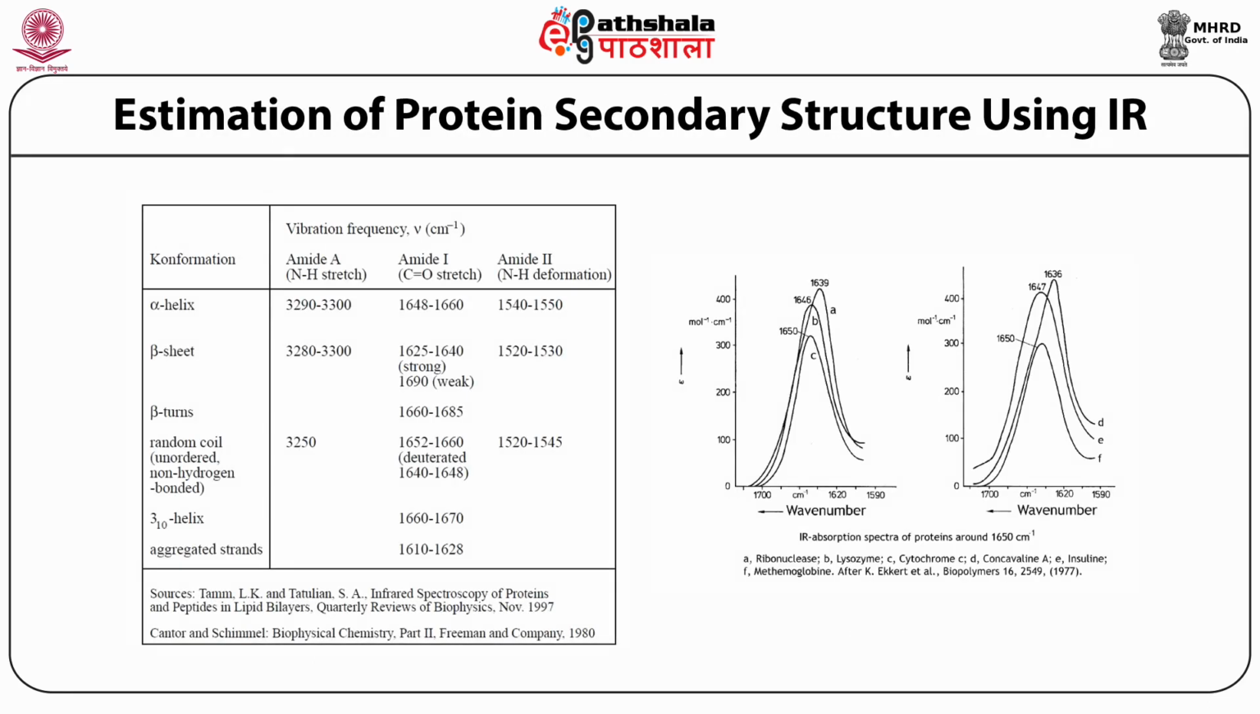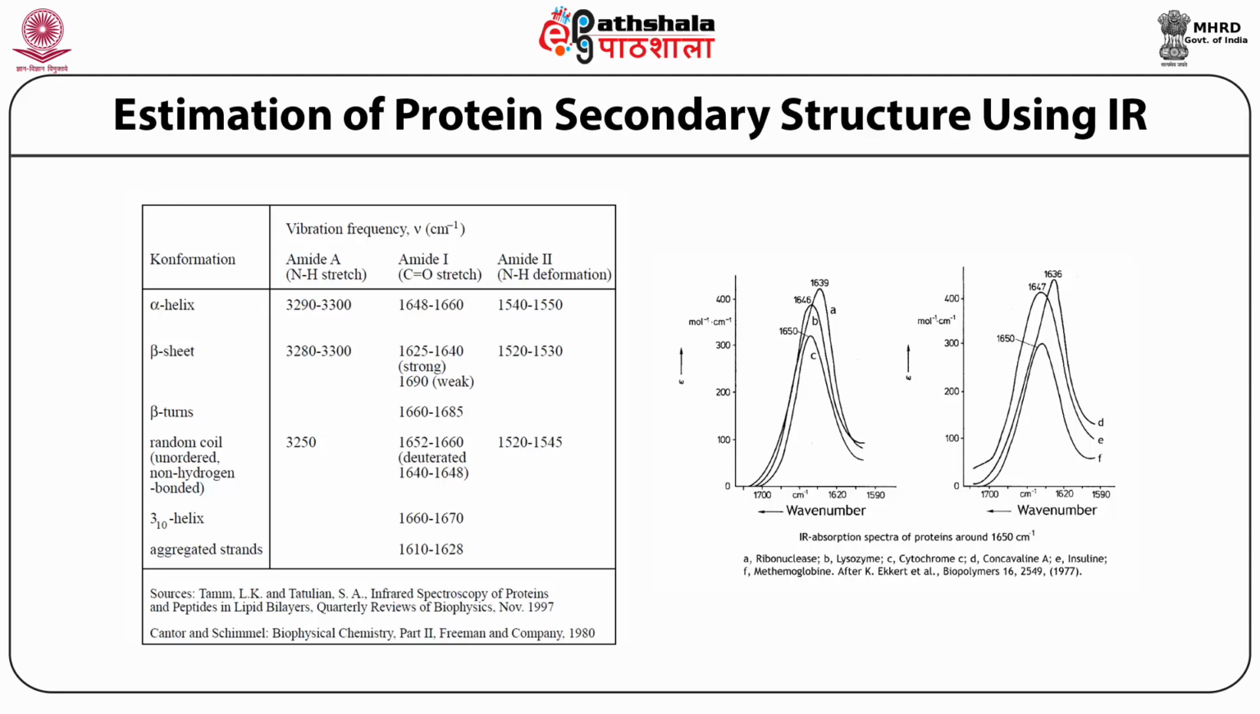Here we give a detailed discussion about the estimation of protein secondary structure using IR. Protein also gives a very good characteristic signature. You can see in the figure the IR absorption spectra of protein, which gives a peak at 1650, and any conformational change also causes a shift in the IR spectra of the protein.